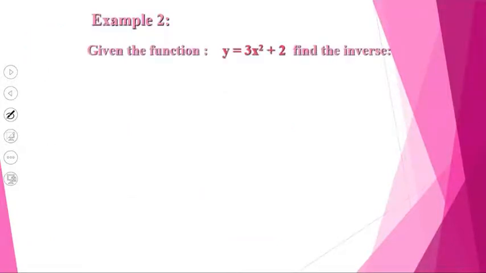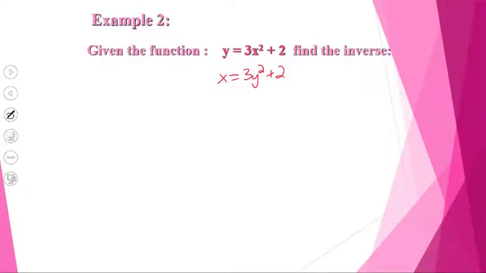But now I want to try it with a different type of equation. I want to try it with the quadratic equation. Okay, so we have our quadratic equation, y equals 3x squared plus 2. Remember, there's only 2 steps here, okay? Step 1 is switch x and y. So this now becomes x equals 3y squared plus 2. And now second step is solve for y.